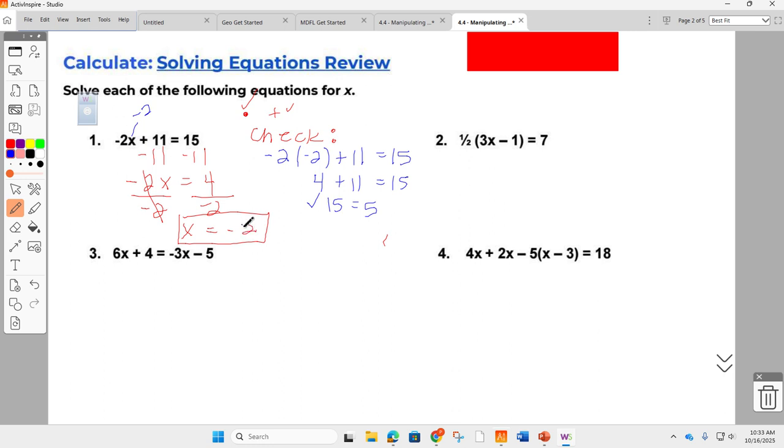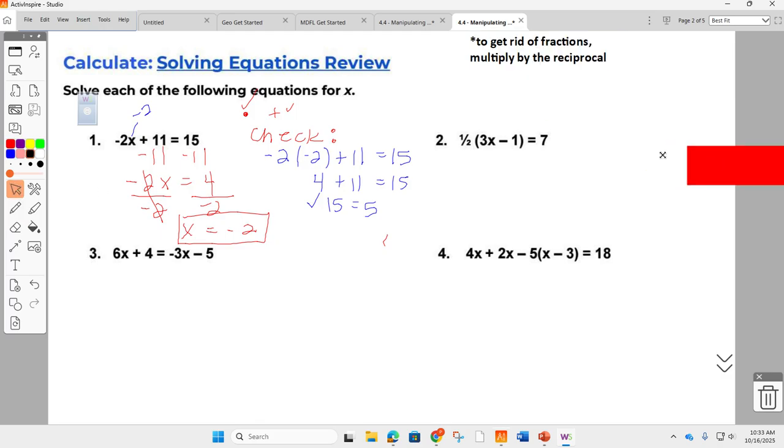Okay? So now this one looks a little bit different. Got a fraction and parentheses in it. And we want to get rid of the fraction. We're going to multiply by the reciprocal.